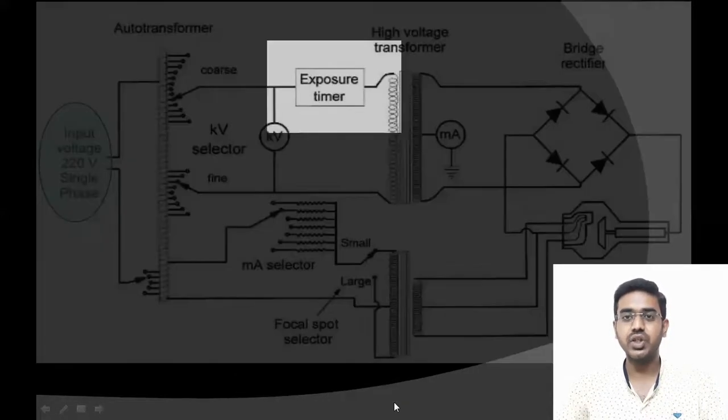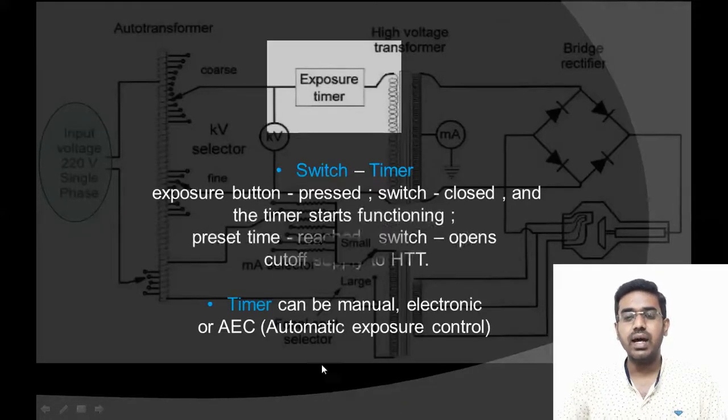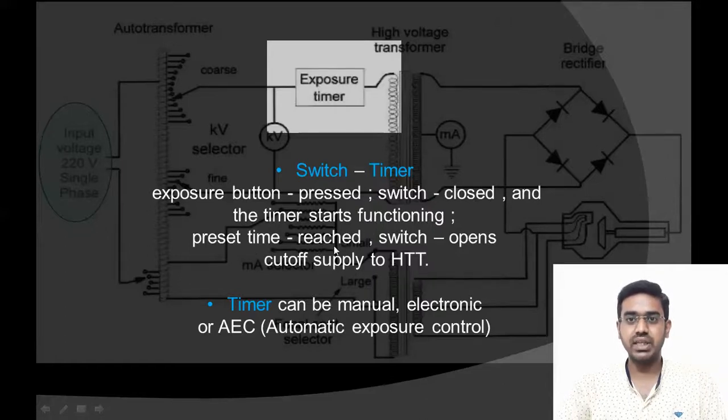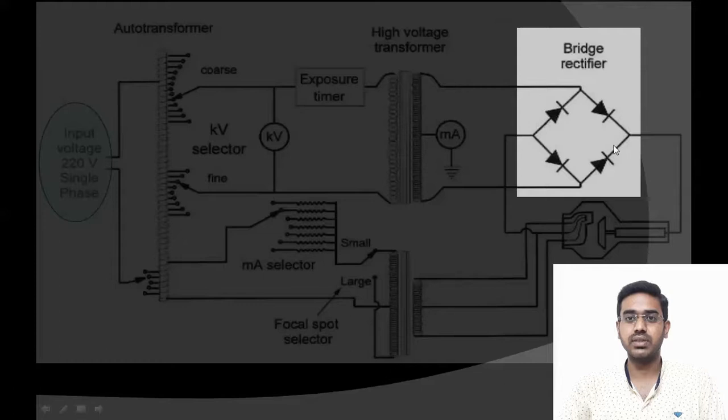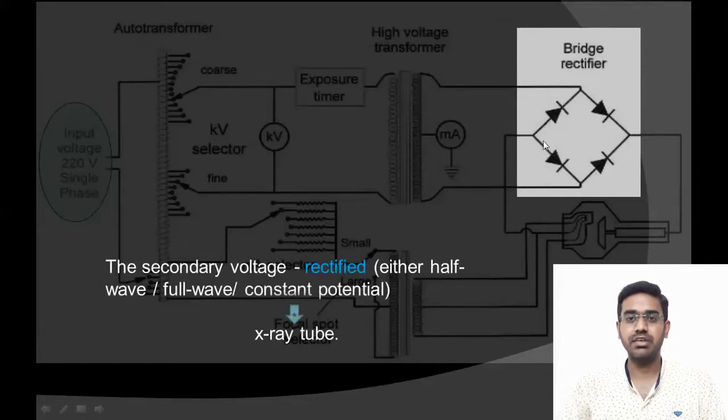Next, the switch or the timer. If the exposure button is pressed, the switch will be closed and the timer starts functioning. Once the preset time is reached, the switch opens up and cuts off the power supply to the high tension transformer. Timer can be manual, electronic or AEC, that is automatic exposure control. Next is the rectification process done by rectifiers.